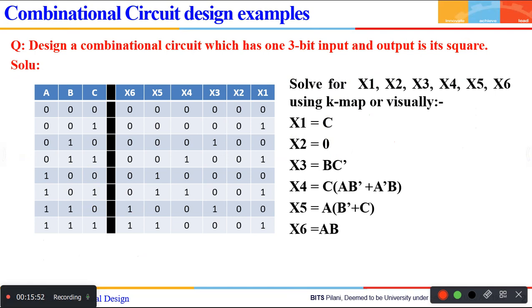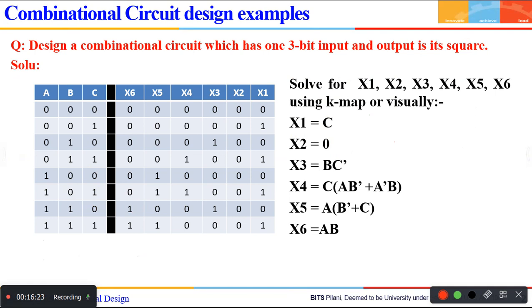The question is: design a combinational circuit which has a 3-bit input and whose output is its square. Of course, these are the outputs, you know that. This is a simple combinational circuit which has a square relation between input and output. Okay, this is not a part of the decoder, but this is a combinational circuit. Now see the question.